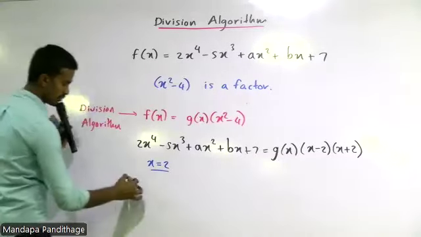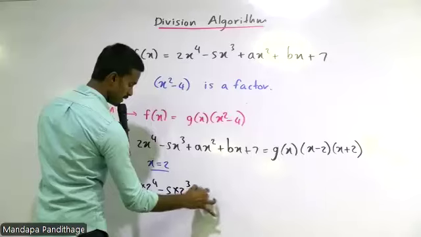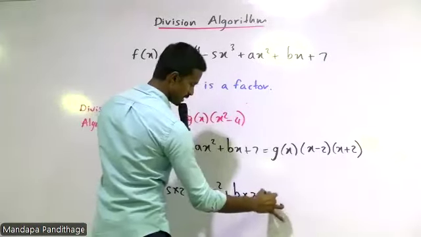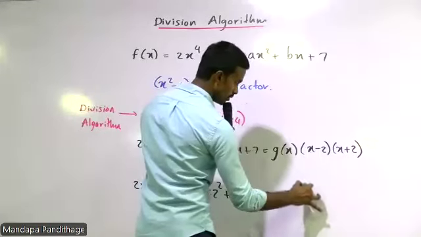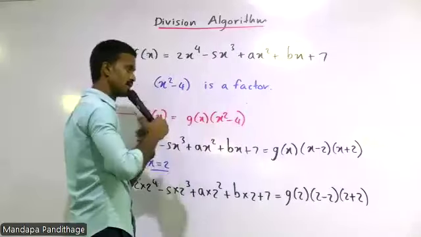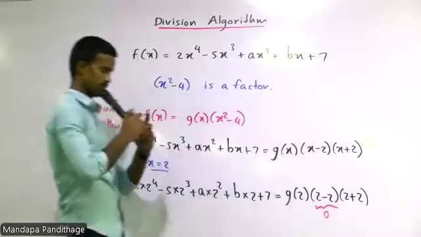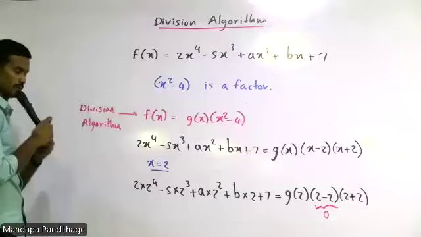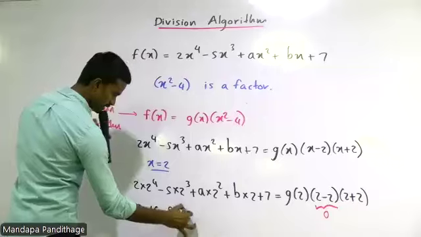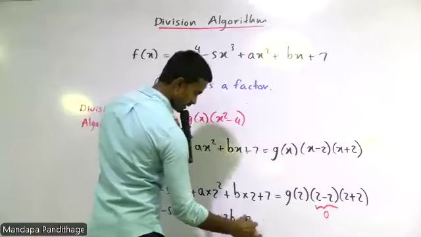Then I have 2 into 2 to the power 4, minus 5 into 2 cubed, plus a into 2 squared, plus b into 2, plus 7, plus g(2) into (2 minus 2). I don't know anything about g(2), but that doesn't matter, because 2 minus 2 will anyway become 0. Now simplify: 2 into 16, 5 into 8, plus 4a, plus 2b, plus 7 is equal to 0.